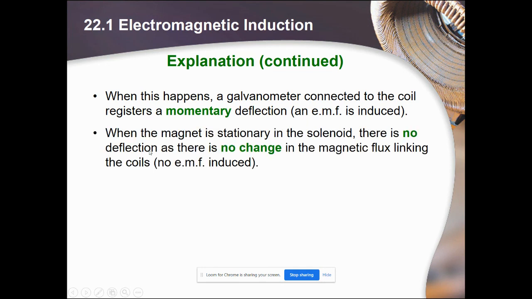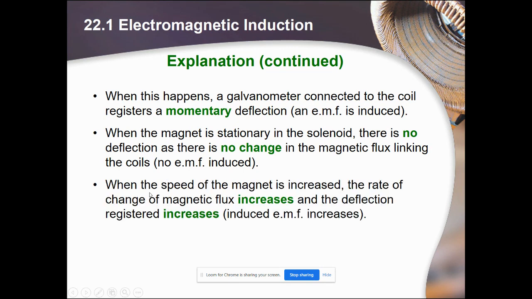But when the magnet is stationary inside the solenoid, there is no deflection at all, because although the magnetic field lines of the magnet are still cutting the coil, there's no continuous cutting or continuous intersection. So we say that there is no change in the magnetic flux linking the coil. And when there is no change, no EMF is induced, no current, and therefore there is no deflection.